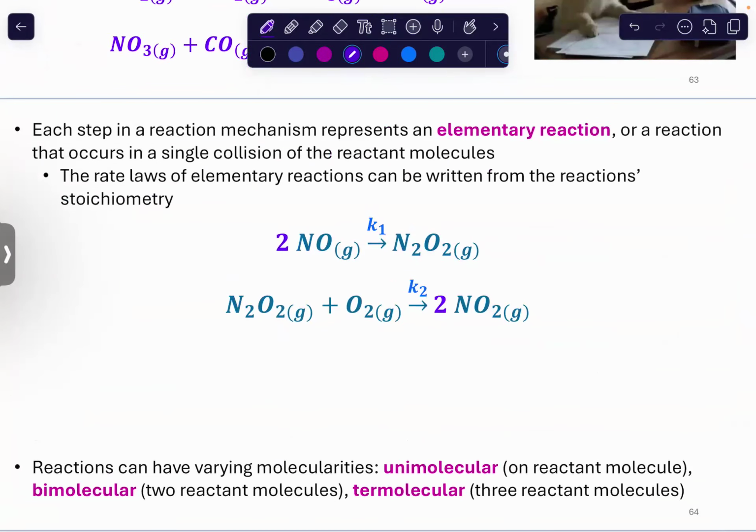Now, in a reaction mechanism, each step represents an elementary reaction. An elementary reaction is a chemical reaction that takes place with a single collision of the reactant molecules. Now, the rate law of elementary reactions can be written using the stoichiometry of the reaction itself. But you can only do this with elementary reactions.